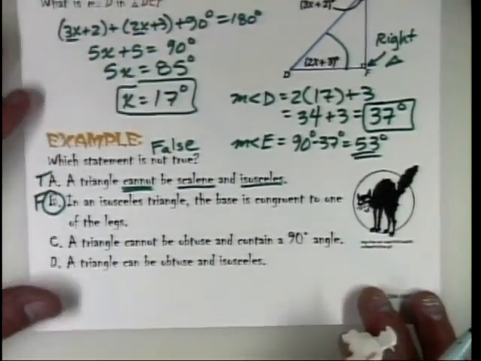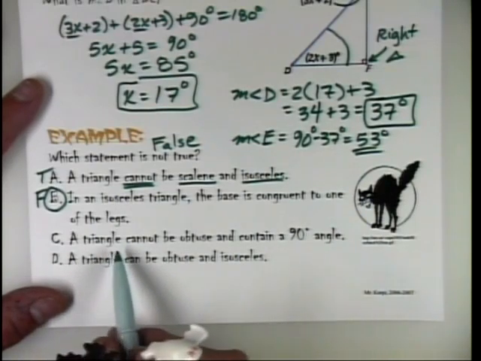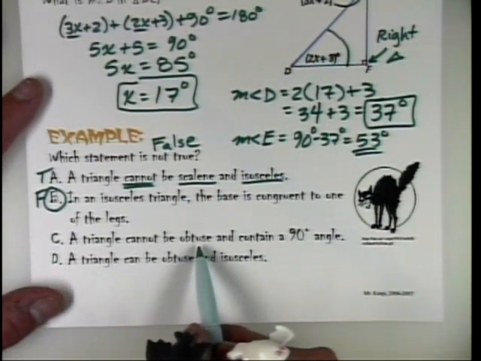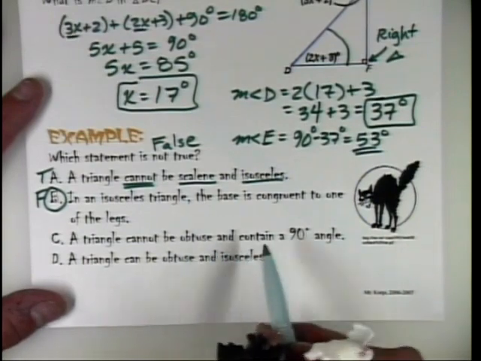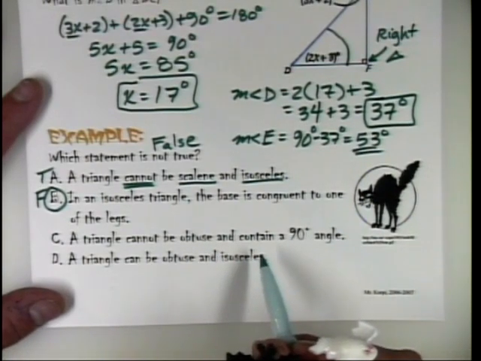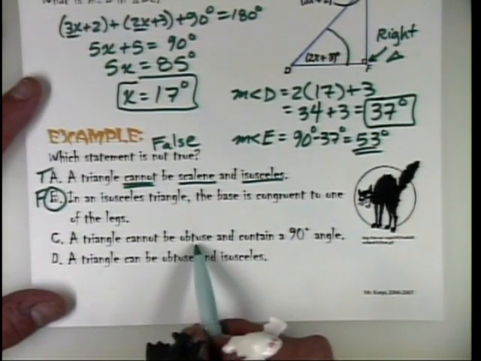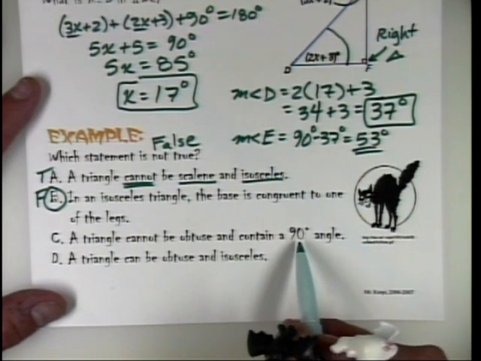Plus, it's also kind of fun. Choice C. A triangle cannot be obtuse, one angle bigger than 90 degrees, and contain a 90-degree angle. Well, that's not going to happen because one of them is bigger than 90 and one of them is 90.